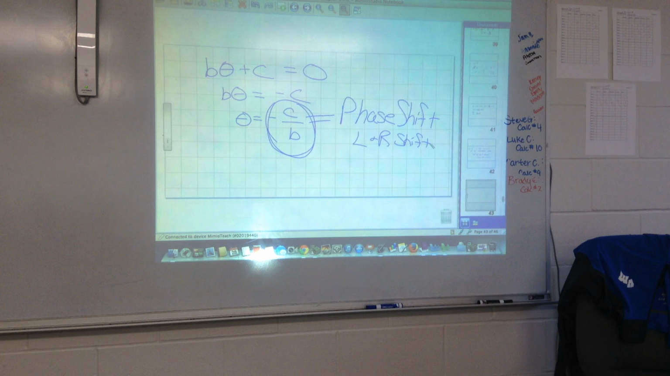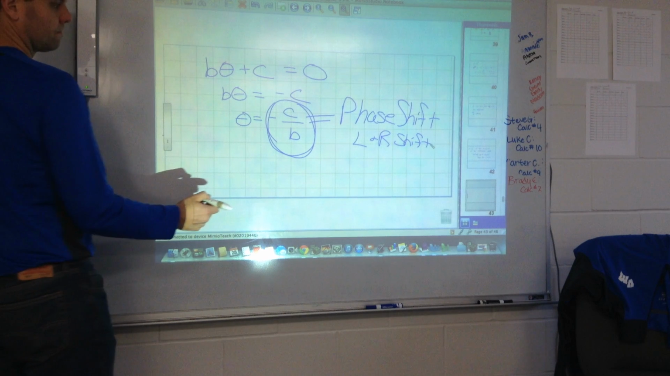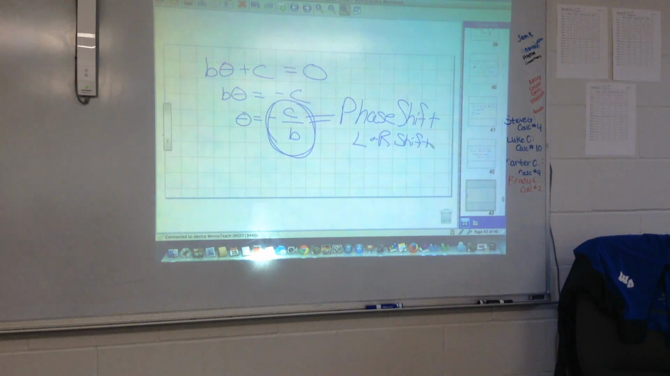And then when you get to the c value, that's phase shift. That's going to shift it left or right. Make sure everybody has that written down. Everybody good there?